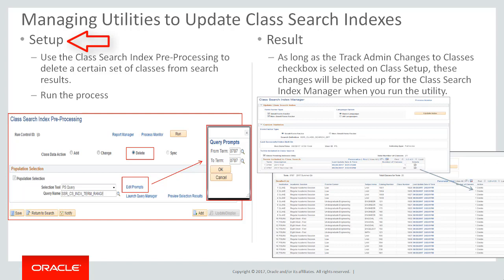Let's say you'd like to remove the classes from a certain term from search results. Select the classes in class search index preprocessing to be deleted. This way, you can be fairly surgical when changing the classes in certain terms and sessions from being used by class search.